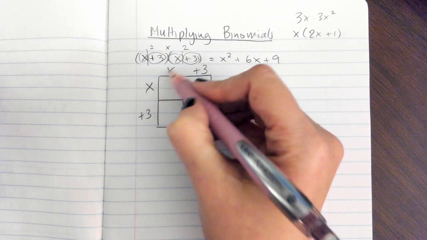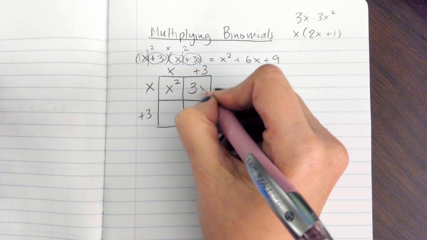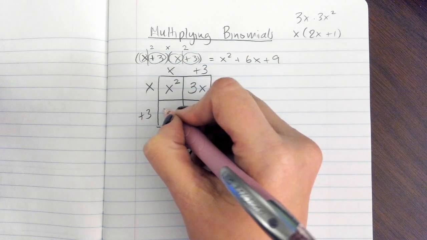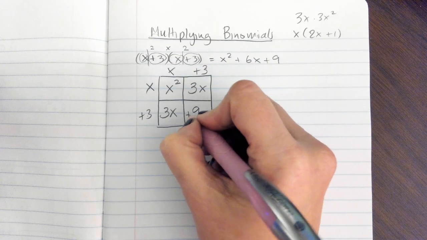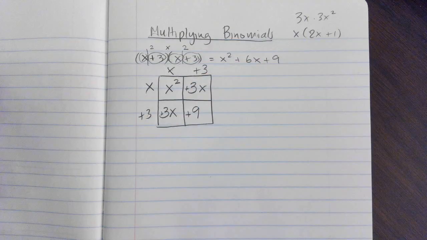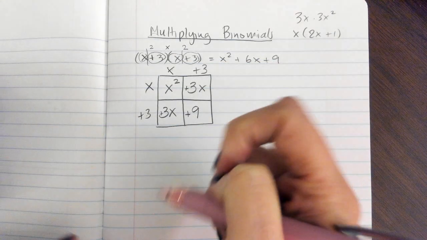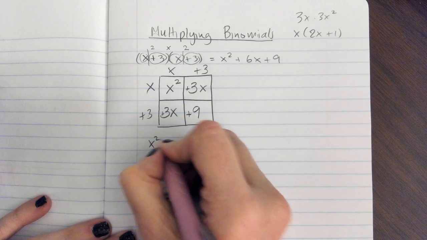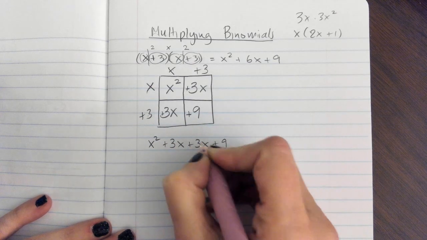Okay, so I have x times x is x squared. 3 times x is 3x. X times 3 is also 3x. And 3 times 3 is positive 9. And I'm going to put plus signs on, or minus signs on all of these. Okay. Now what I'm going to do is rewrite that: x squared plus 3x plus 3x plus 9.